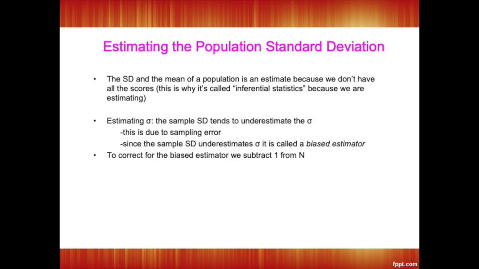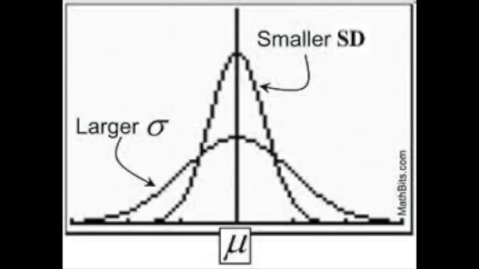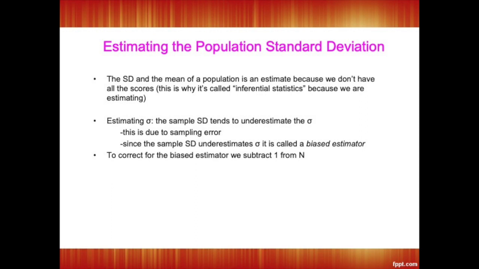Okay, so when we're estimating the population standard deviation, represented there by sigma, the sample standard deviation tends to underestimate the population standard deviation. In other words, we would expect in most cases, if we have a normal distribution, that the population standard deviation would be larger than the sample standard deviation because you have more people in a population, so you would expect there to be more variability, right? And so we would expect the population standard deviation to be a larger number than the sample standard deviation. So that's why we're saying the sample standard deviation tends to underestimate the population standard deviation.